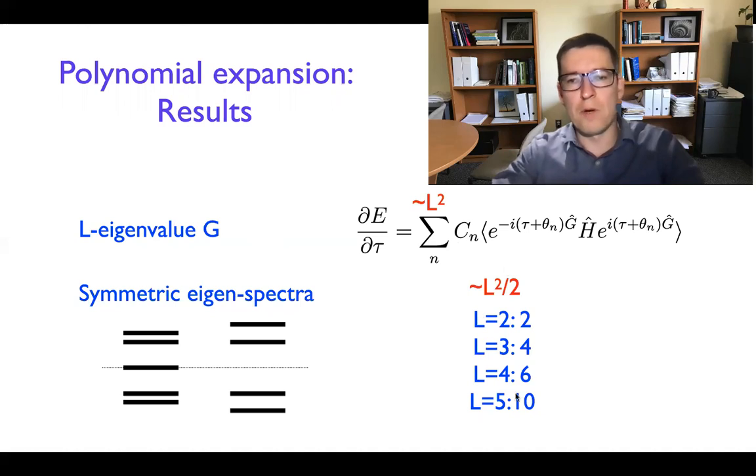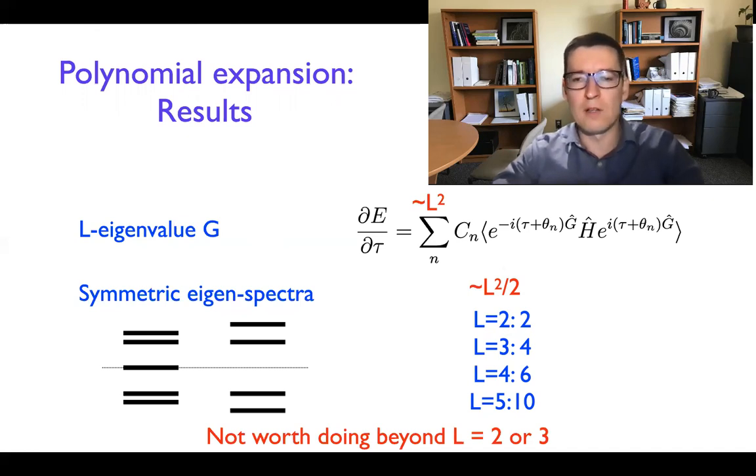These are actual numbers. So for 2 eigenvalues, we recover the shift rule. 2 expectation values are needed. For 3 eigenvalues, you need already 4, and so on. And as we'll see further, this scheme is not worth doing beyond 2-eigenvalue or 3-eigenvalue operators, right? Because it just scales quadratically with the number of eigenvalues, and that's not very good.